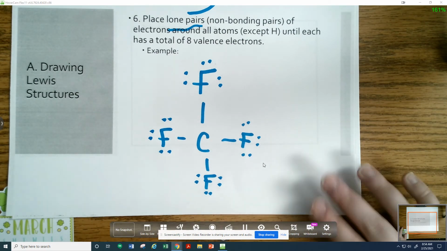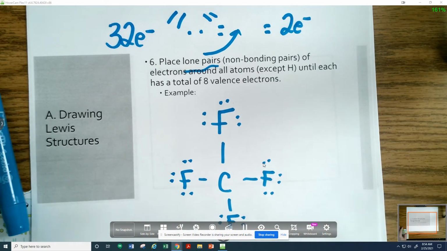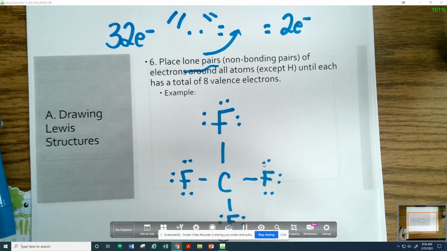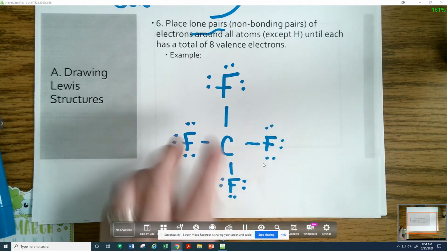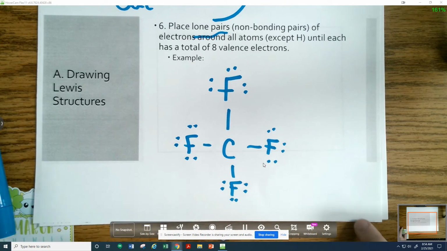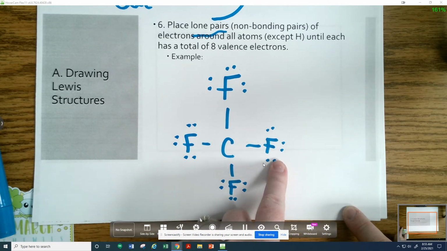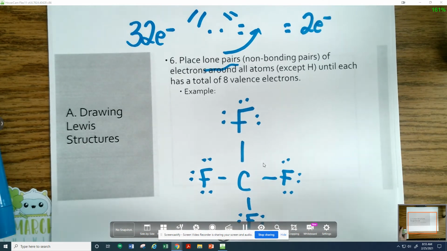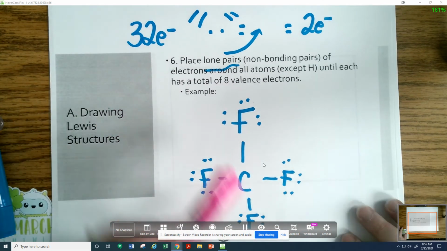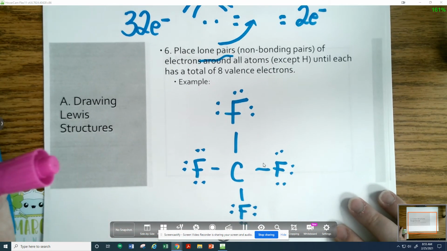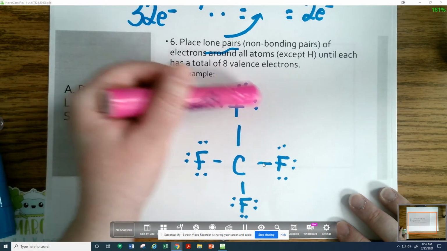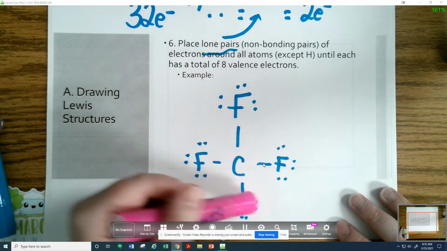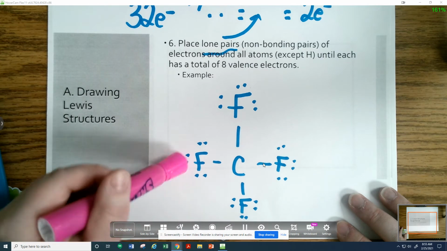The last thing you always want to do is a couple of things. You want to make sure that you have a complete octet on all of your atoms. We did that with the carbon with the 2, 4, 6, 8. What we did to 1 fluorine, we did to the others, so that's good. The last thing you always want to check is, did you spend all of your electrons? So here you're going to be counting by 2s: 2, 4, 6, 8, 10, 12, 14, 16, 18, 20, 22, 24, 26, 28, 30, 32.